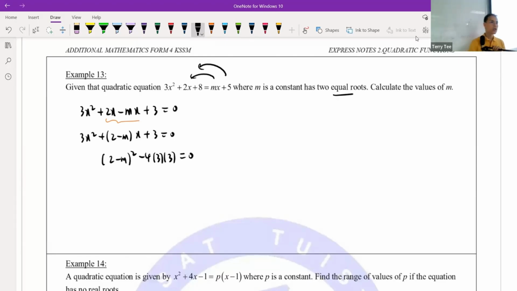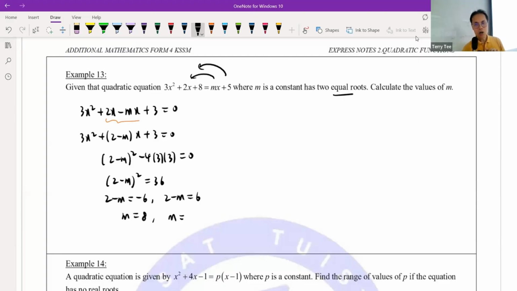Now, I know some people will expand this. Some people would just bring over. For me, no need to expand. Bring it over. This is 36. Square root of 36 is -6 and 6. There are two answers. So bring this over. M is either 8 or -4. Two answers. Okay.